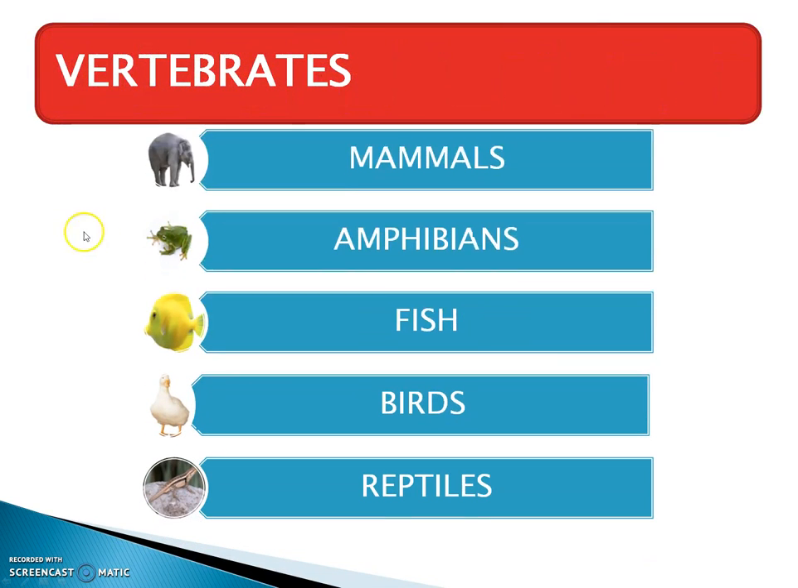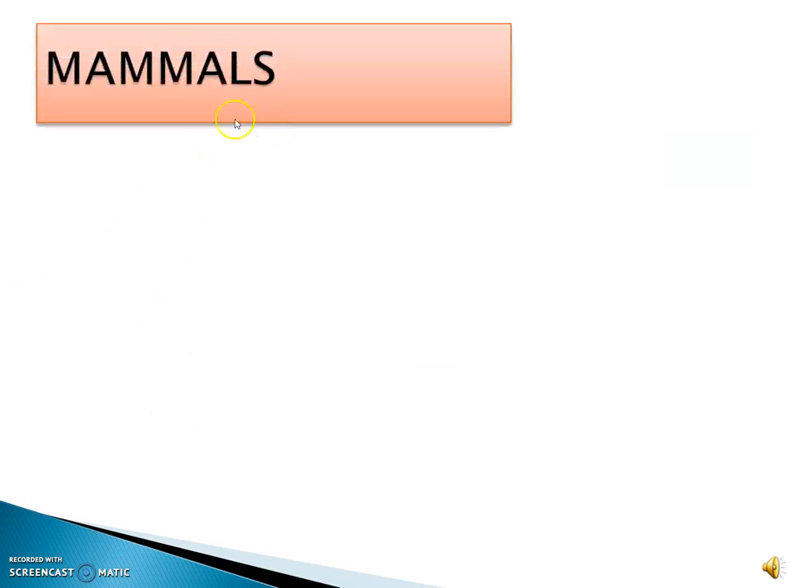Let's go with the first classification, vertebrates. We classify them into 5 big groups: mammals, amphibians, fish, birds, and reptiles. Let's go with the first group.